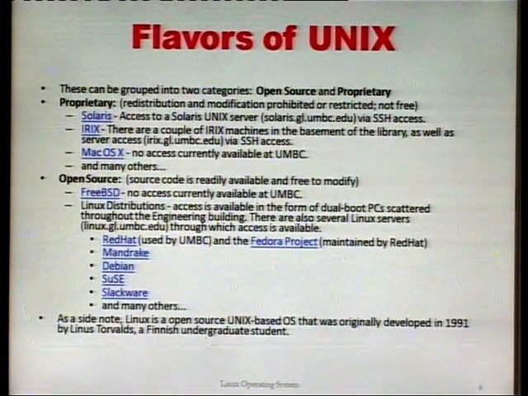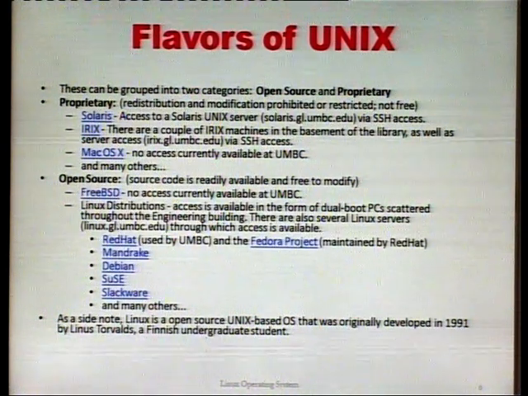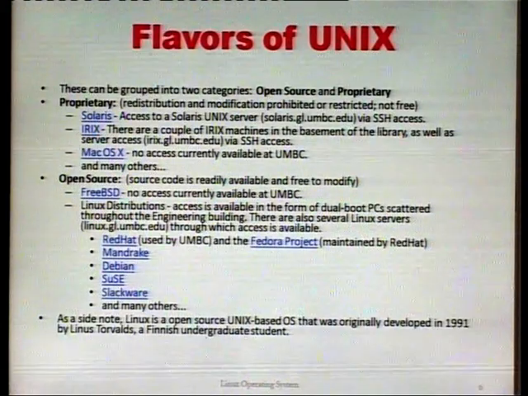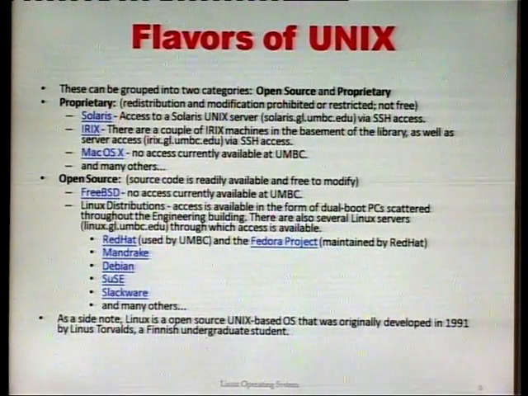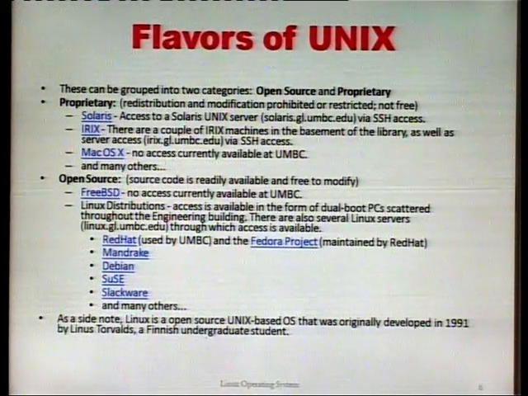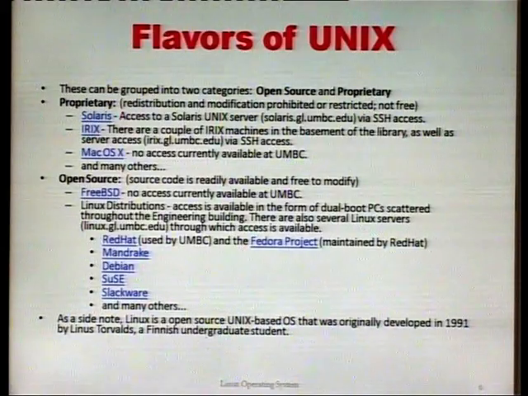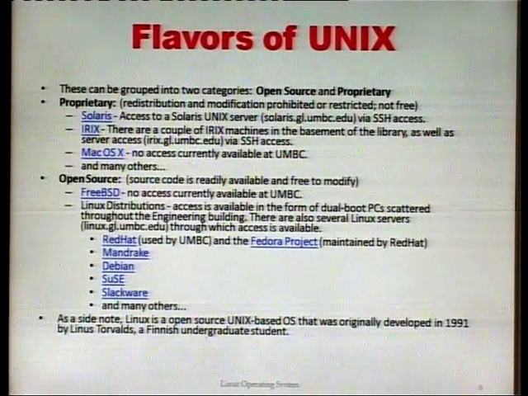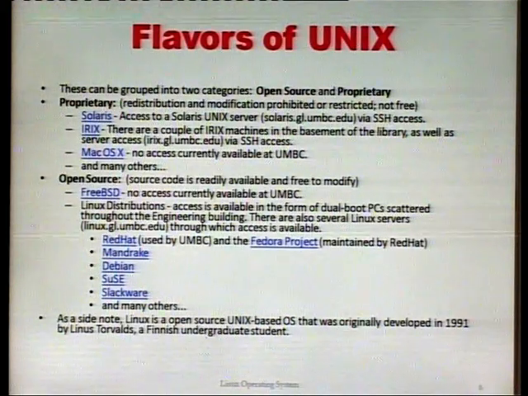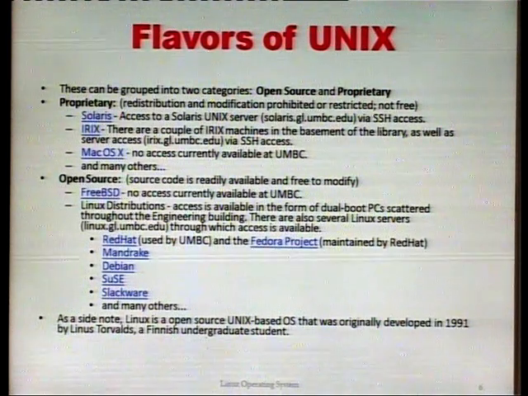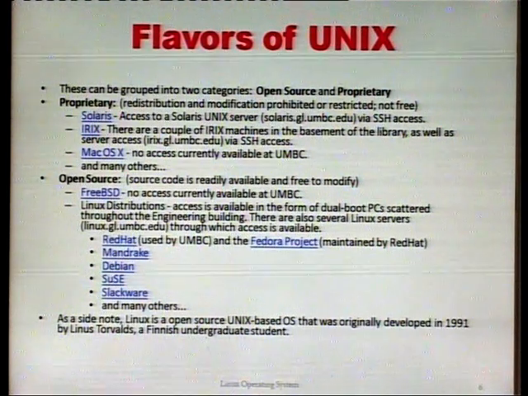Now, the flavors of Unix means how Unix is available to us. Unix can be available in two categories: one is open source, or the proprietary. Proprietary are those where distribution or modification is prohibited or restricted, which is not free. So, Solaris, IRIX, Mac OS, these all are the proprietary flavors of Unix. Solaris, access to Solaris Unix server is available, and the IRIX, there are a couple of IRIX machines in the basement of the library as well as server access.